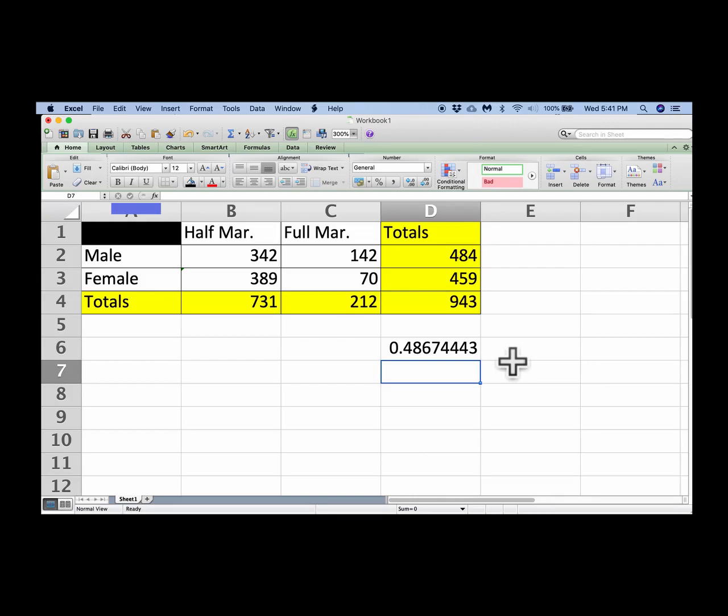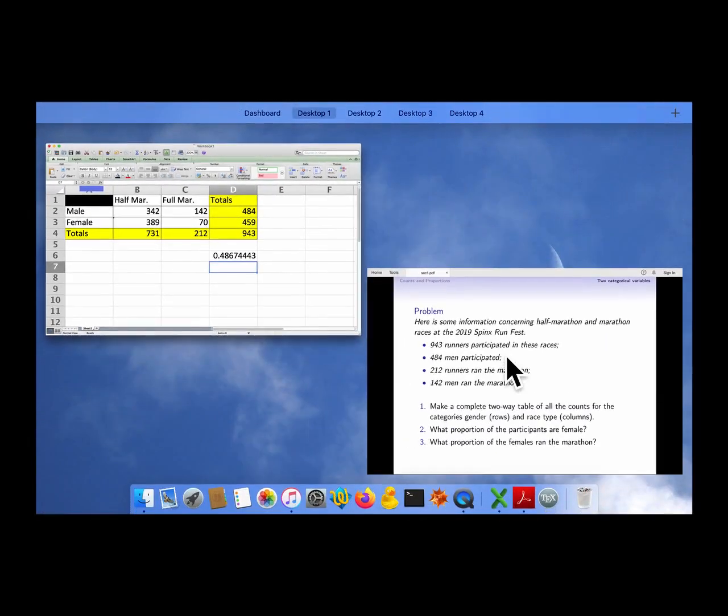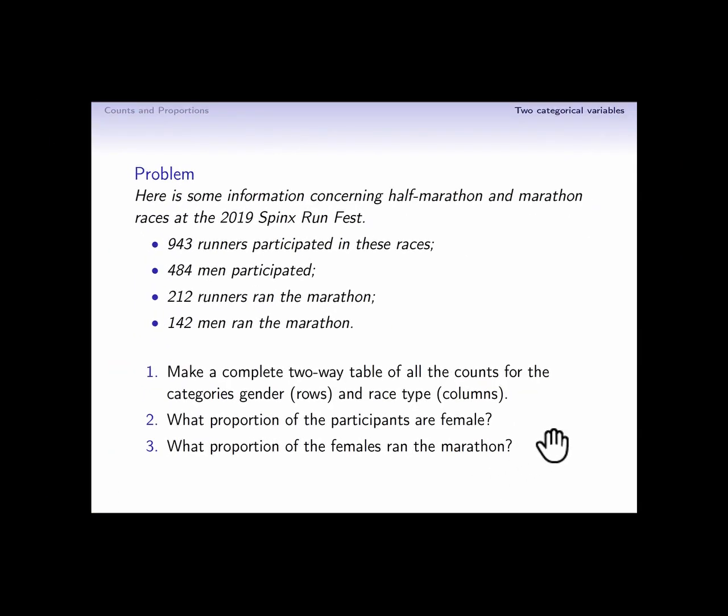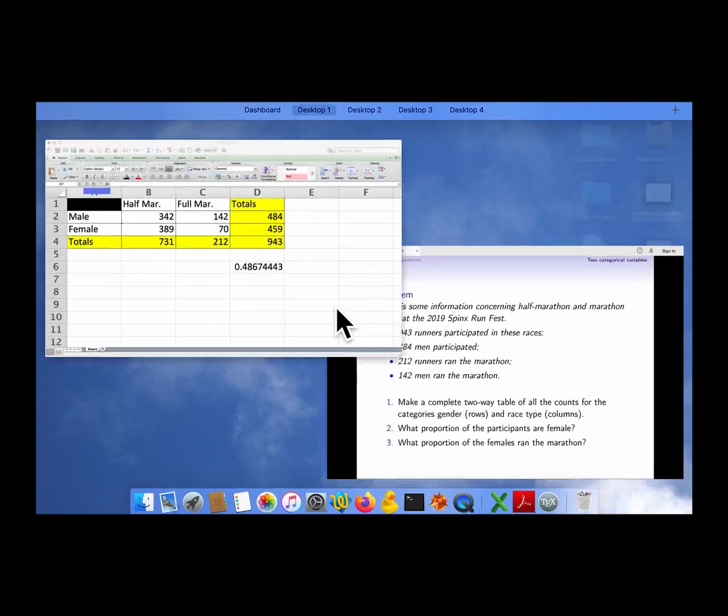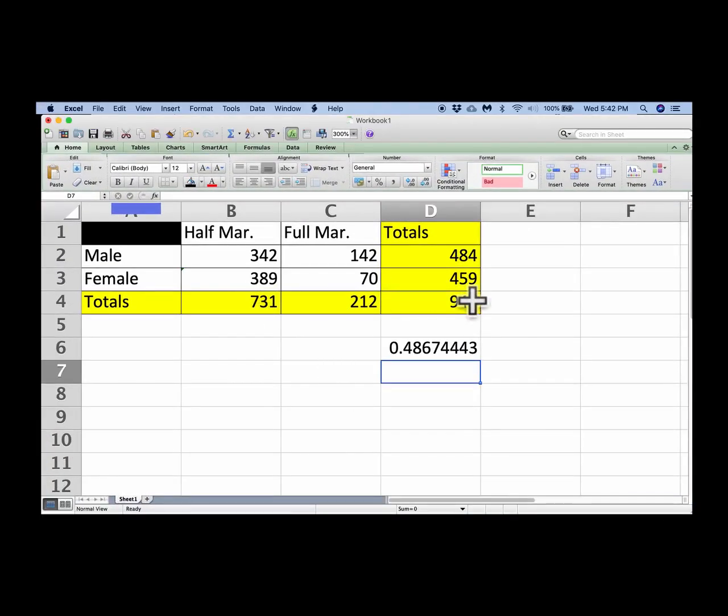Okay, so those are the female participants. Another question is, what proportion of the females ran the marathon? So our denominator is going to be the females, that's the 459, and we want to know, of the females, what proportion ran the full marathon. So we take the 70 as our numerator and the 459 females as our denominator. The answer to that question is about 0.1525, so about 15% of the females ran the full marathon. Okay, not surprising based on what we're seeing in that two-way table.